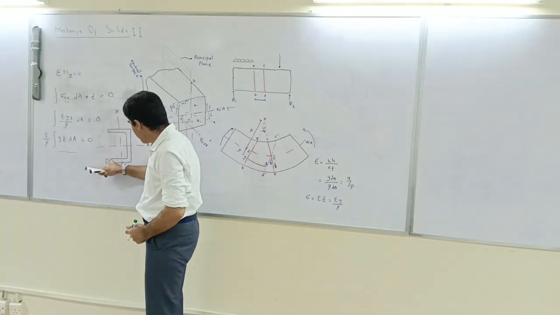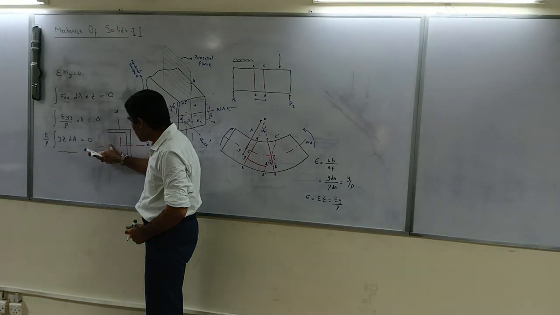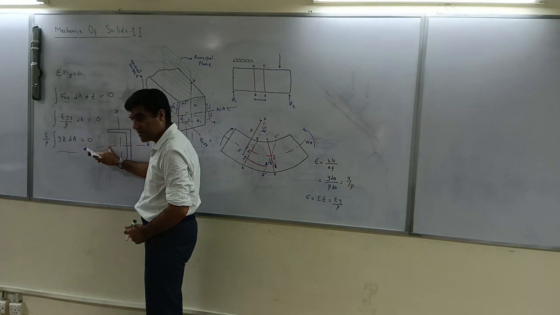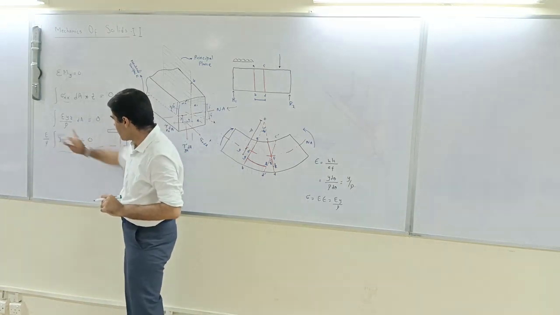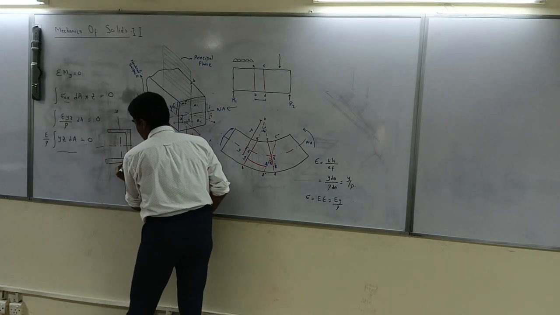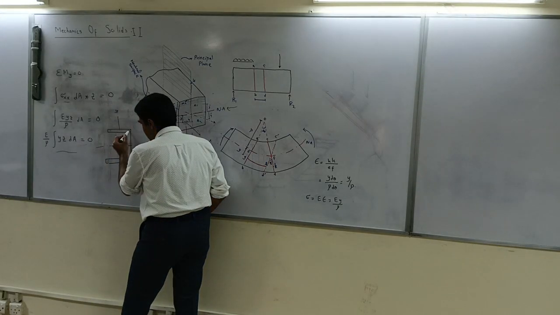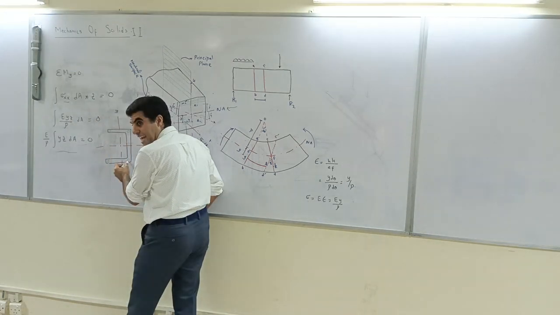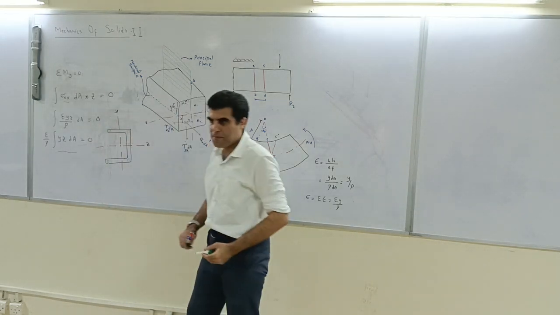Agreed? Why? Because Z is negative and Y is negative. And in this case, Y is positive and Z is positive. So this one is negative, this one is positive, they both will cancel out. So this is okay. Now come here. If I take this one and this one, this will also cancel out. This one is positive and this one is negative. So this is actually the principal axis.